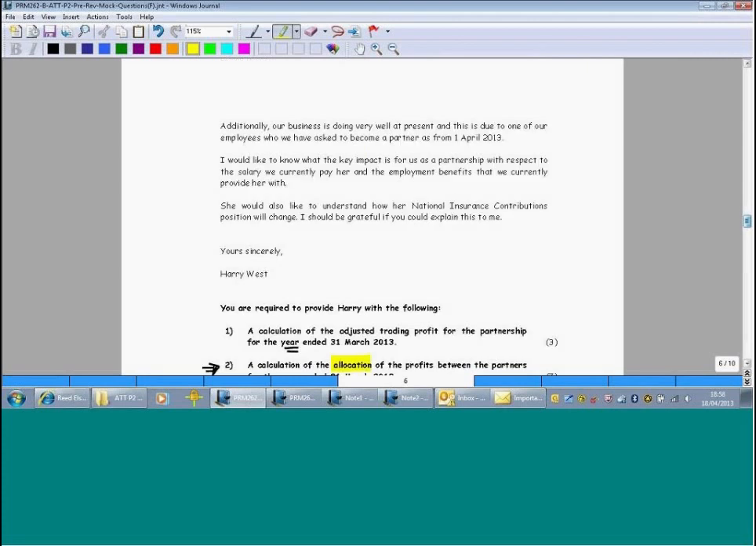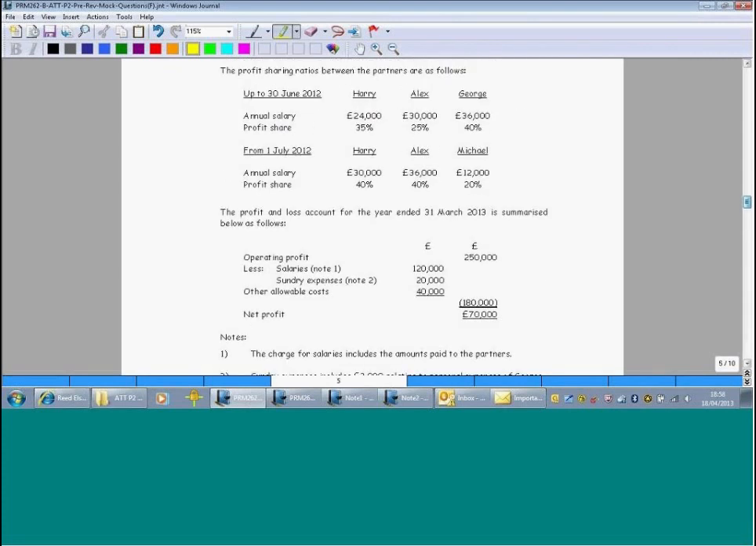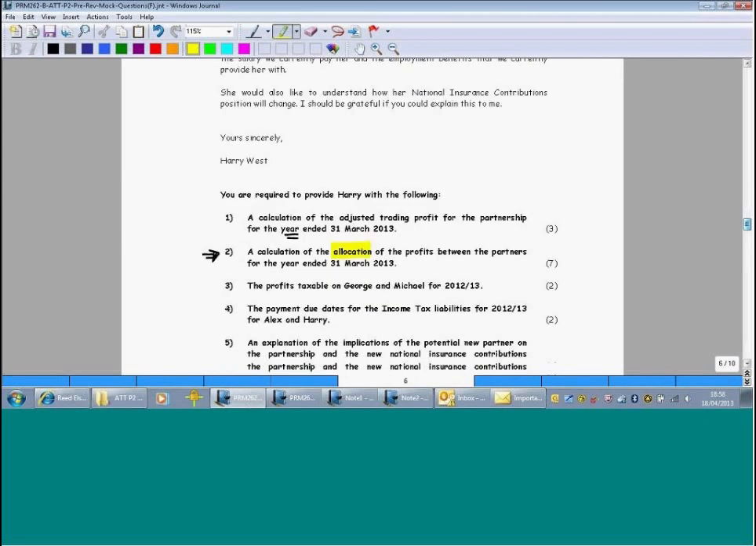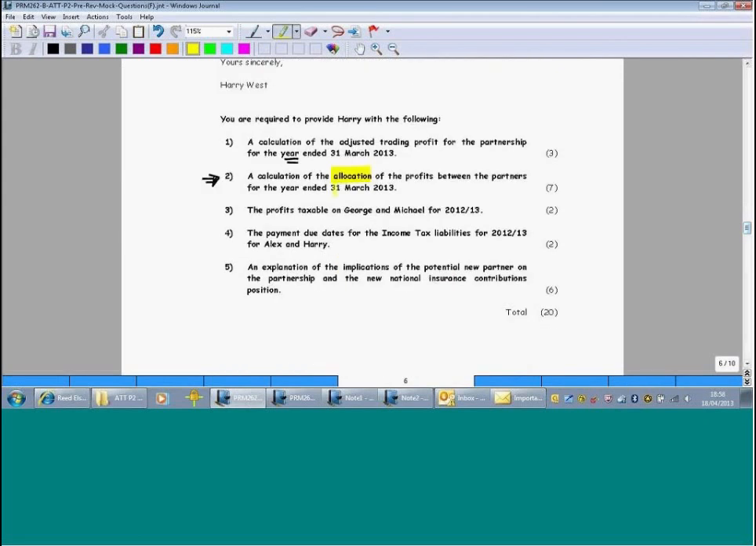Now, what you'll normally find in questions like this, which is what you had here, is that there's going to be a different partnership sharing agreement. So up until the 30th of June 2012, there was one partnership agreement, and from the 1st of July 2012, there was a different partnership agreement. And that's midway through this year end. So what you're going to have to do is evenly split the profits, and then you're going to have to use the different partnership agreements for each part of that year ended the 31st of March 2013.